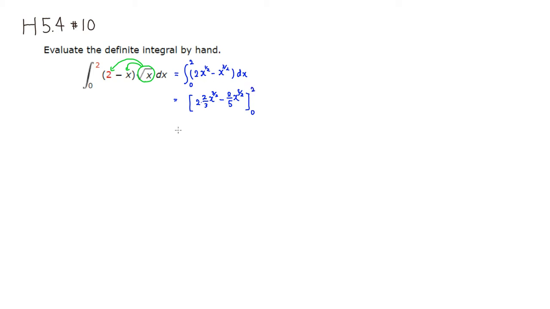Before we do that, I'm going to clean it up a little bit. So this is 4/3 x to the 3/2 power minus 2/5 x to the 5/2, going from 0 to 2. Plug in 2, so it's going to be 4/3, and x to the 3/2 is the same thing as 2 square root of 2. Minus 2/5, and then plugging in 2, that's 2 squared, so it's 4 square root of 2.